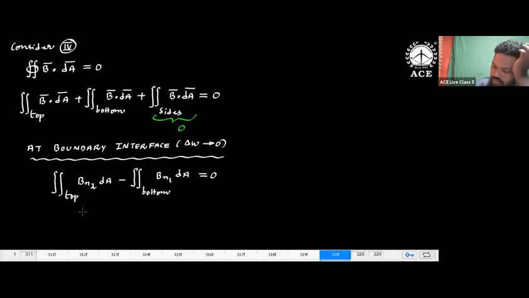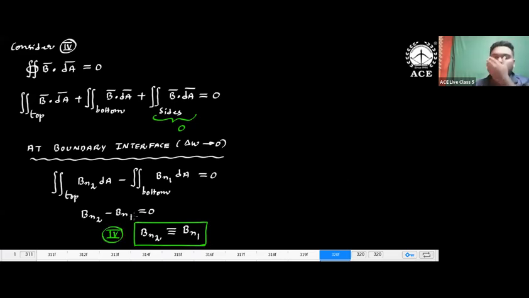So here it is. Bn2 minus Bn1 is equal to 0. So Bn2 is unconditionally equal to Bn1. Here it is, number 4. That is the story. So the normal component of magnetic flux density is always continuous across the dielectric media interface. So what are the boundary conditions we have got so far? Let me summarize them. I'm going to turn the page.